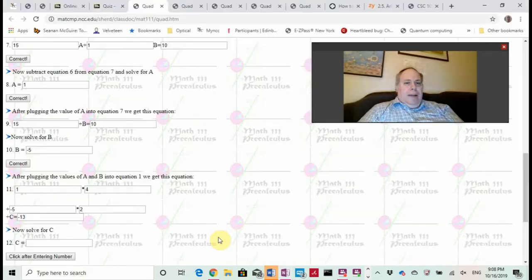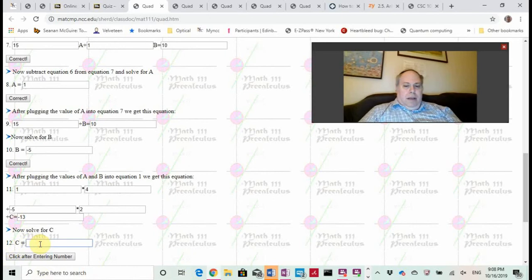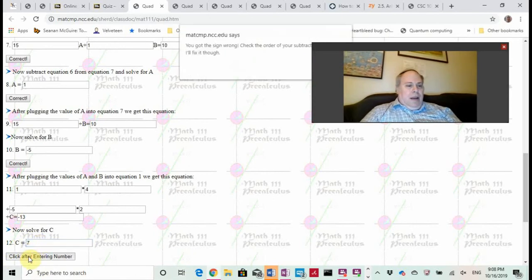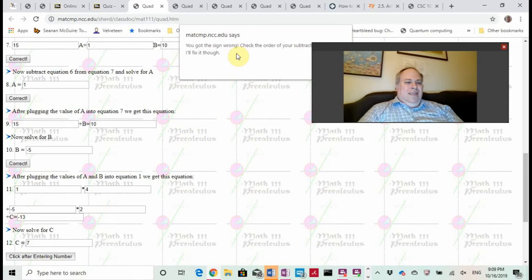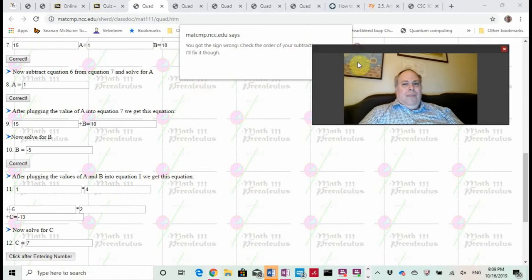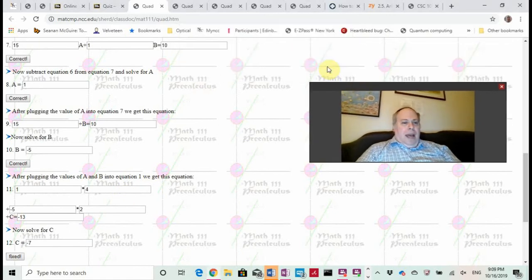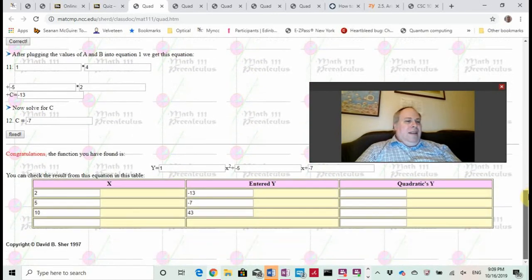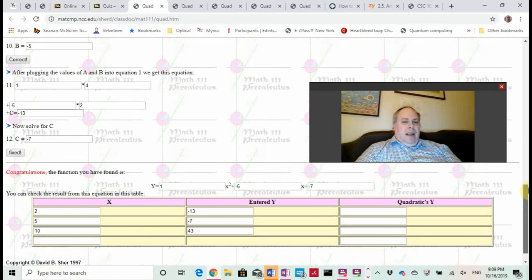So I go back to the web page and say c equals 7 and click here. And it says I got the sign wrong. So you hit OK, and it tells me c equals minus 7. So it gave me the courtesy of fixing c. So there you see it's fixed. So now I have all of that, and it gives me x squared plus minus 5x plus minus 7 is y.